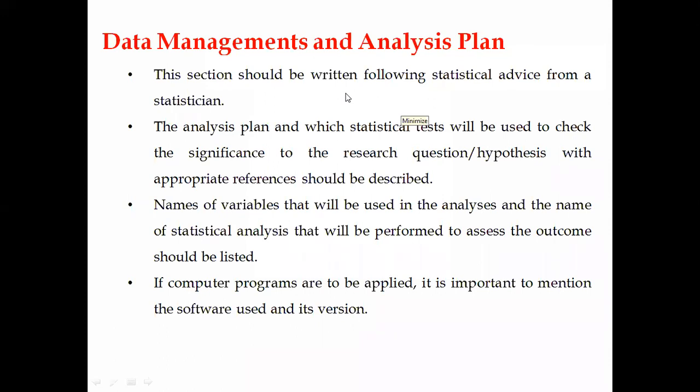Today we will discuss this data management and analysis plan. This section should be written following statistical advice from the statistician, so it has to be discussed with the statistician first. The analysis plan should state the statistical tests used to check the significance of the research question and hypothesis generated, with appropriate references for where you got that information. The names of the variables must be used in the analysis, because the statistical analysis will be performed to assess the outcome, and they should be listed.